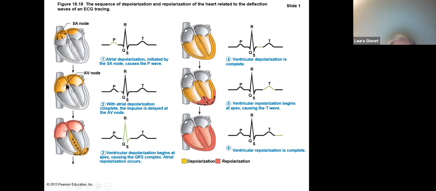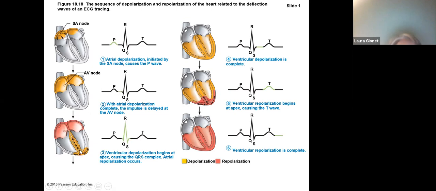So then the impulse travels to the AV node. The atria are contracting and holding, and that's sort of the flat line. We said that part of the PR interval, this little flat line region where the atria are contracting, becomes a flat line. And then the impulse travels to the ventricles.